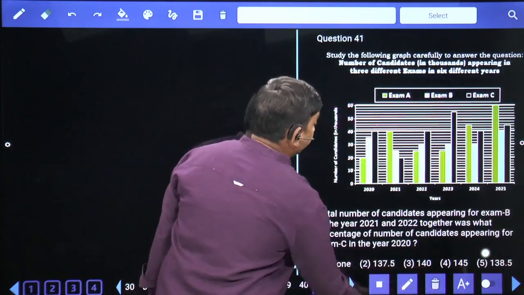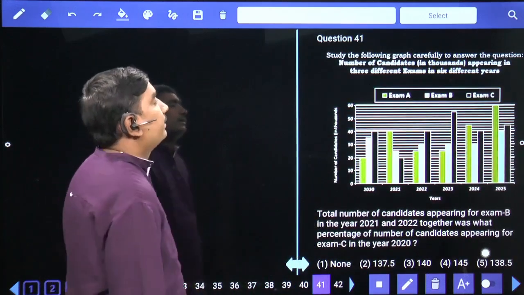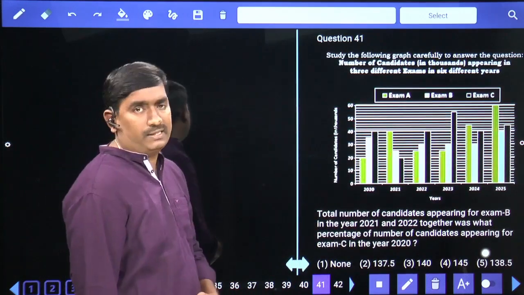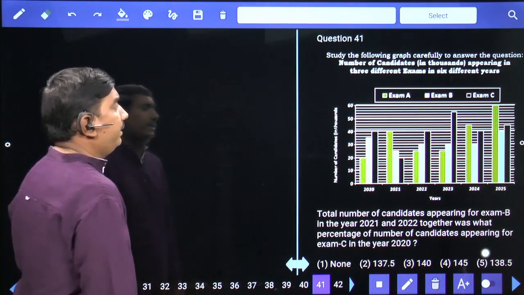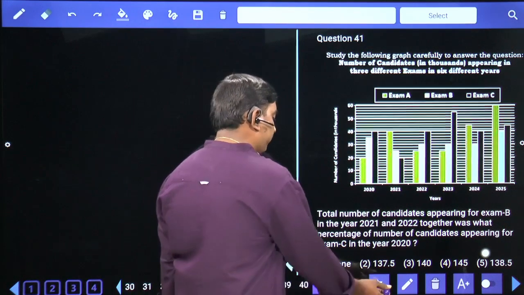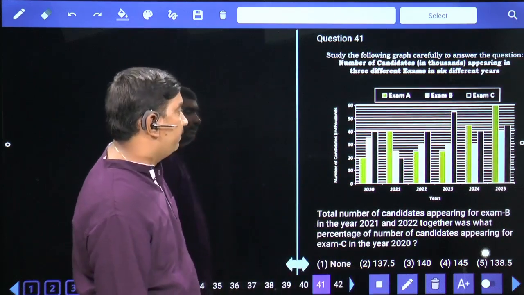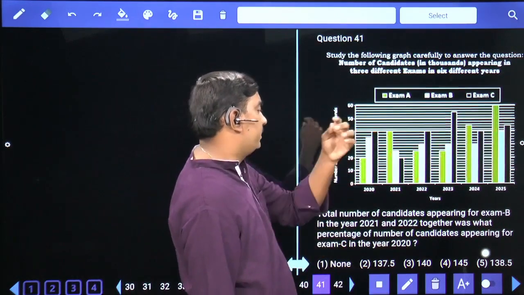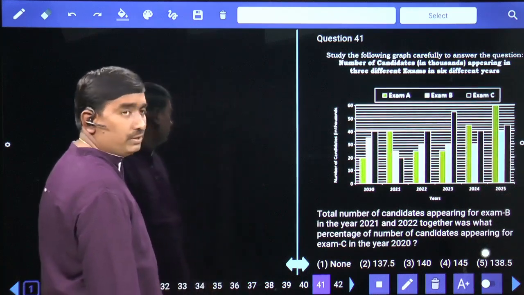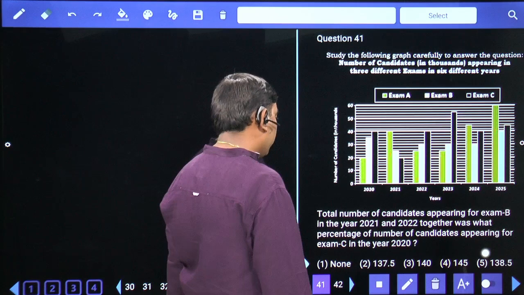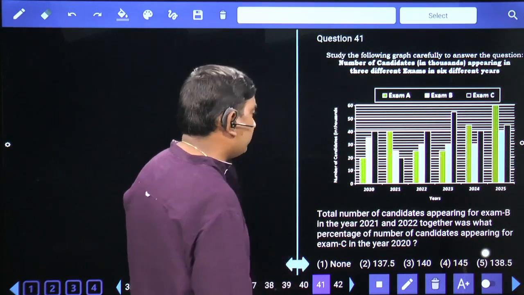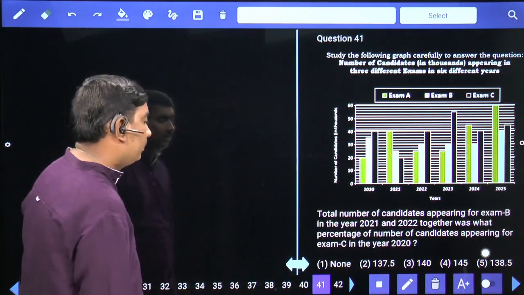117. Next. Study the following graph carefully to answer the questions. Number of candidates in thousands appearing in 3 different exams in 6 different years. 3 different exams: exam A, exam B, exam C. Different years are 2020 to 2025. 0 to 10 I am having 5 lines, each line value 2 here.